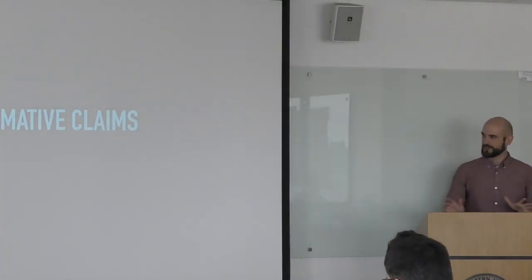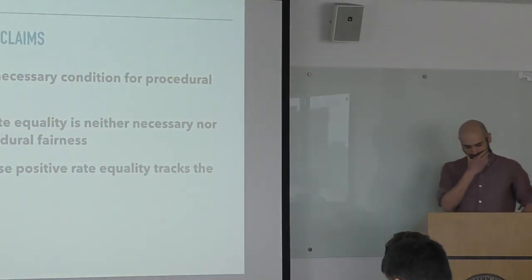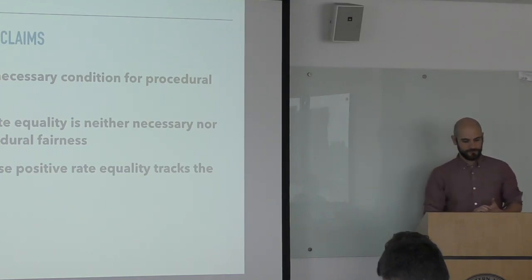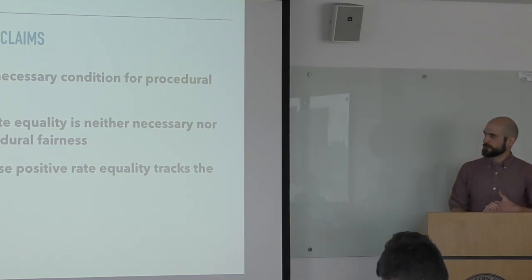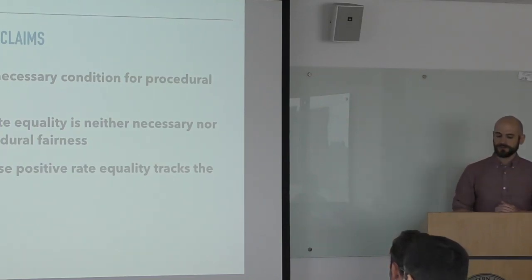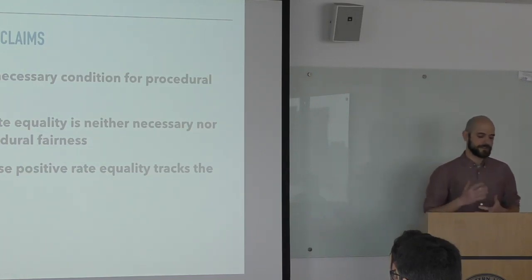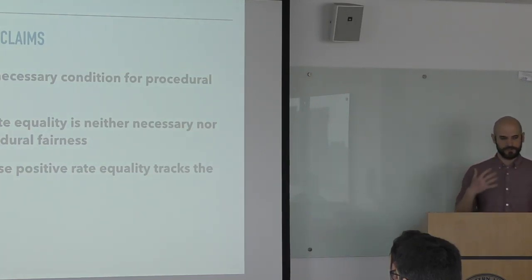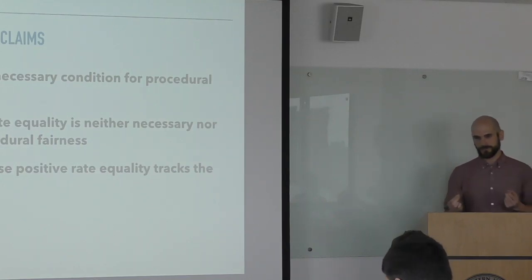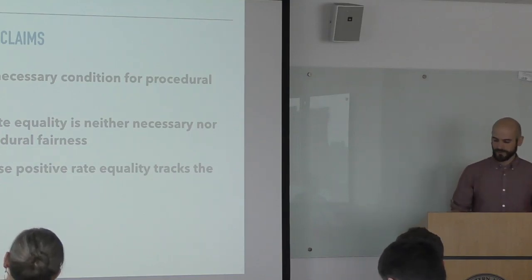Time for some normative claims, because I am from the NYU Department of Philosophy after all. So no more, not much more math. So here's what I'm here to argue. I think that having a calibrated predictor is a necessary condition for procedural fairness. And as you've seen from the title of my talk, and I've already said before, false positive rate equality is actually not going to track procedural fairness. And as a corollary of that, I think adjusting to achieve false positive rate equality is going to track the wrong things that we don't actually care about when we're trying to make decisions more fair or to protect vulnerable and oppressed people.